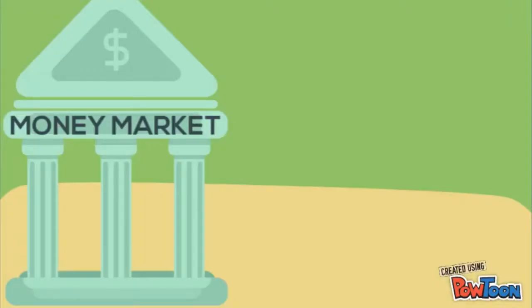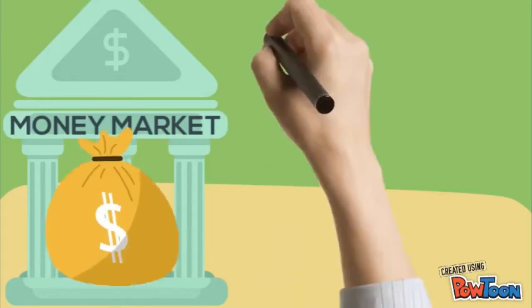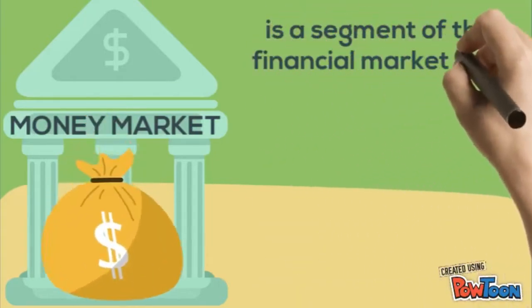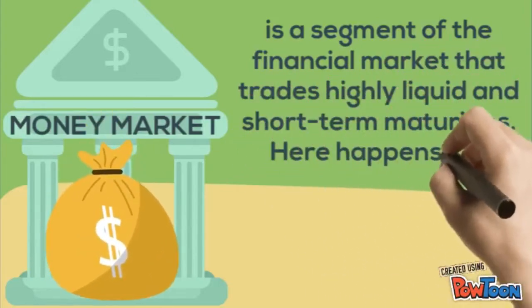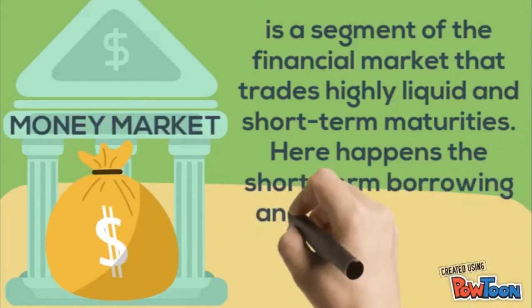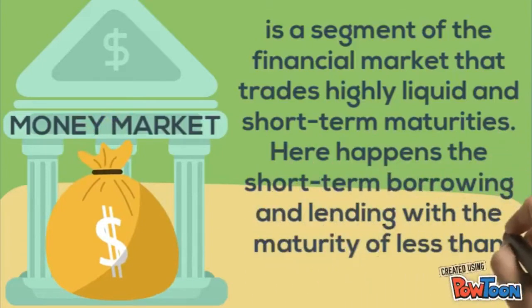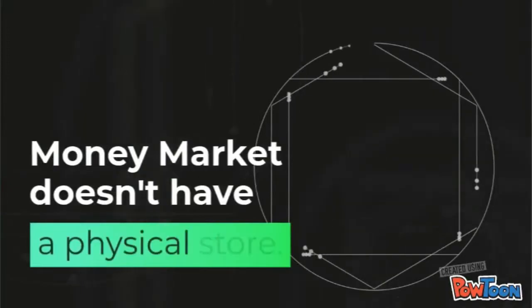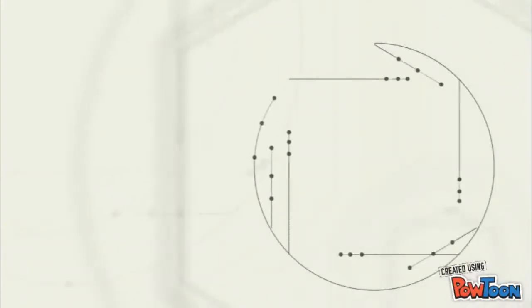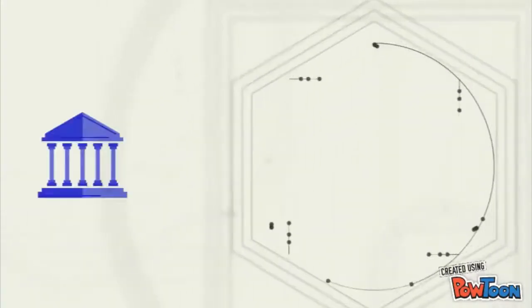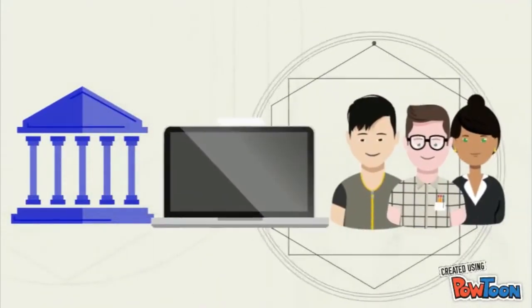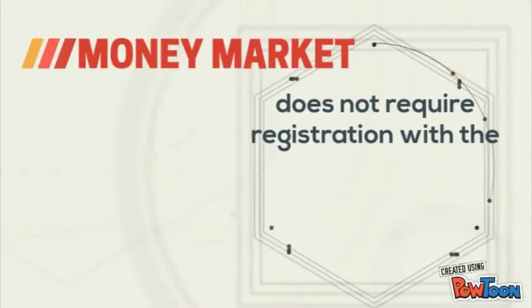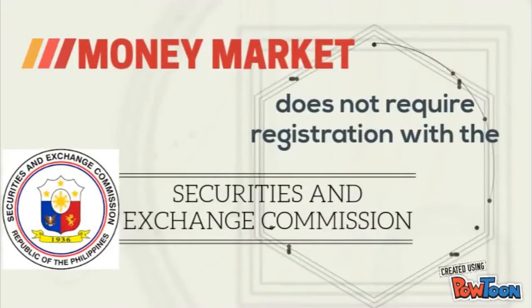Money market. Money market is a segment of the financial market that trades highly liquid and short-term maturities. Here happens the short-term borrowing and lending with the maturity of less than 1 year. Money market doesn't have a physical store. Instead, it is an informal network of banks and traders linked by telephones, fax machines, and computers. Money market does not require registration with the Securities and Exchange Commission.